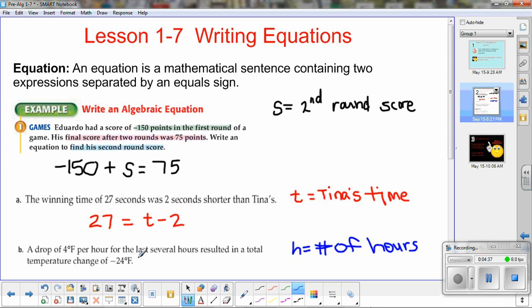Now when we go back and read the problem, a drop of 4 degrees per hour for the last several hours resulted in a total temperature change of negative 24. If it's 4 degrees per hour, it's going to be 4 degrees, or 4 times the number of hours. Resulted in, that's going to be our equals, a total temperature change of negative 24. I'm going to back up here 1 second because I just missed something. It says a drop of 4, so it's not 4 times H, it's negative 4 times H, since it was a drop of 4 degrees Fahrenheit.